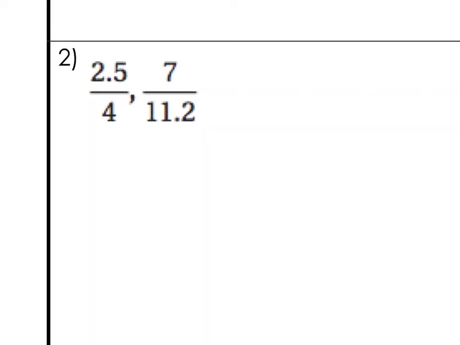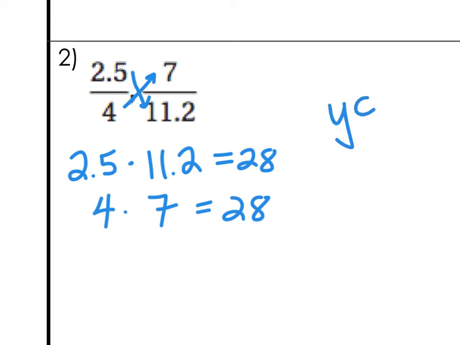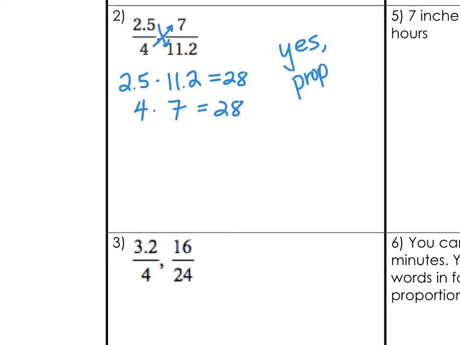Okay, this one, same thing. Just going to multiply diagonally. So 2.5, yes, you can do decimals. It's super easy. You just enter it into the calculator that way. And 4 times 7. I don't know what 2.5 times 11.2 is. I'm going to type it in and I get 28. Hey, I do know that 4 times 7 is 28. Those are equal, so yes, they are proportional. Moving on.